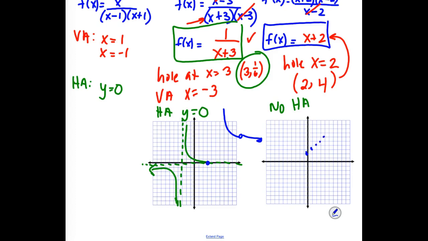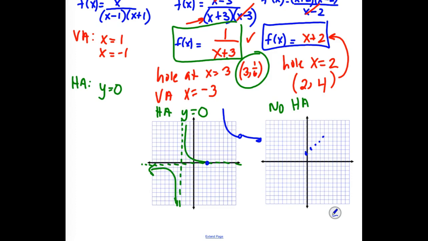So I have a line. Y-intercept is 2, slope is 1. But there is a hole where? At 2, 4. So this point right here is actually a hole. So my line would be everything but that point. Does that make sense? Okay.